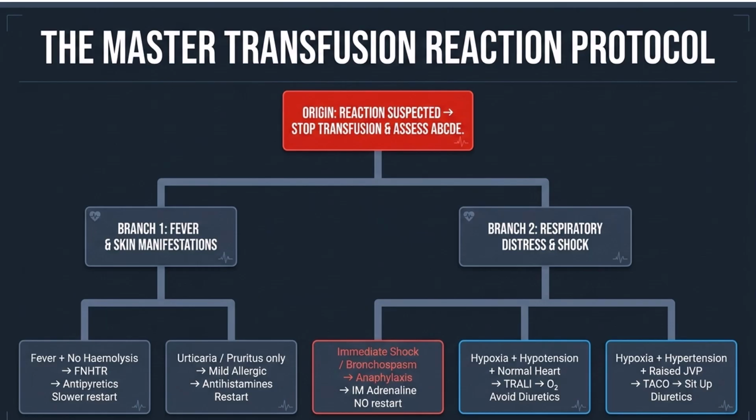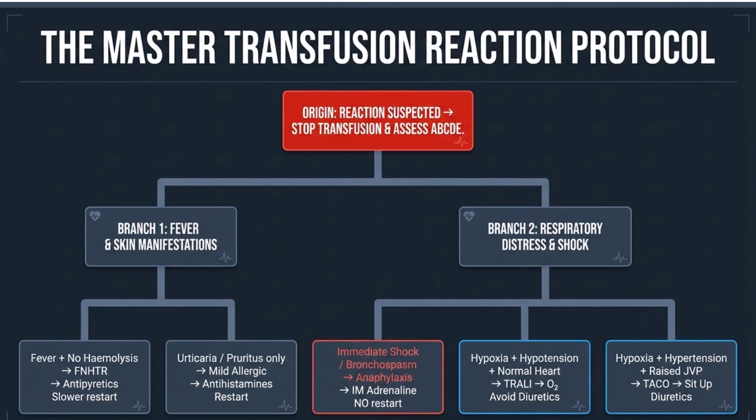Then branch 1 is fever and skin manifestation. So this is a milder branch, having the fever and urticaria pathway. Left side, fever plus no hemolysis: the diagnosis is FNHTR, and management is paracetamol or an antipyretic drug. Exclude AHTR and sepsis, and restart at a slower rate when they are excluded.